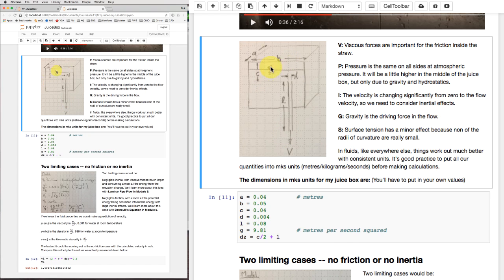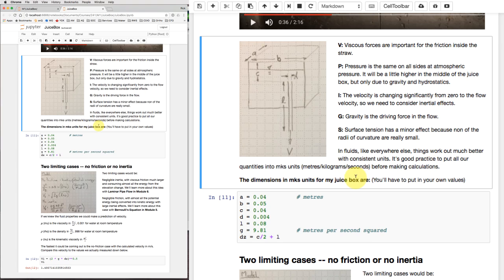If we didn't have any gravity, the liquid would just stay here in the juice box. Surface tension has a minor effect. We're going to ignore it in this analysis. It will show up a little bit in the curvature down here at the exit from the straw, but we'll concentrate on the big things, which are going to be the inertia, the viscous forces, and the gravity that's contributing to both the acceleration of the flow and working against the viscous forces.